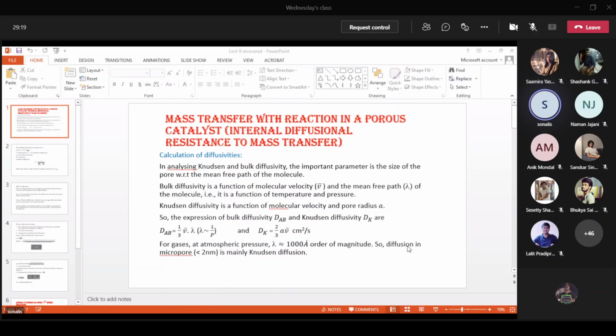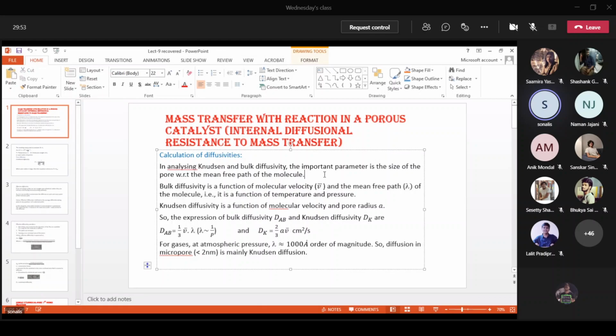Okay. Now, when we talk about pore diffusion, we have to talk about some more diffusivities. I said previously, what is Knudsen diffusivity? Do you know Knudsen diffusivity? Probably I have said no previously what Knudsen diffusivity is.